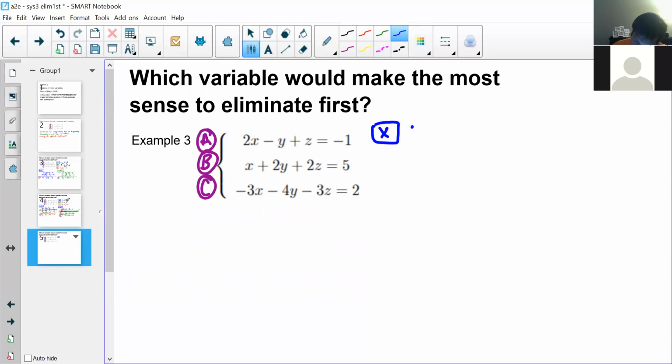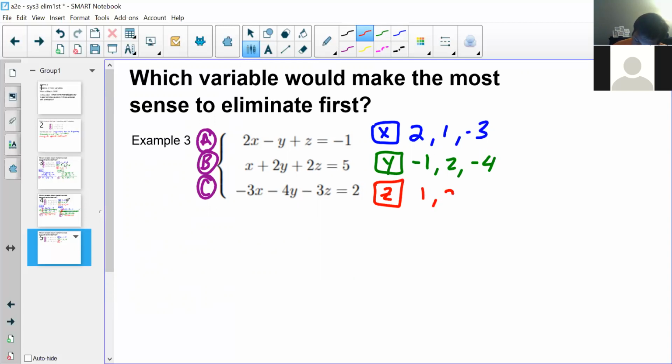Coefficients for X: 2, 1, -3. Coefficients for Y, I have -1, 2, and -4. And then finally, coefficients for Z, I would have 1, 2, and -3. Each set of coefficients here, the X, the Y, the Z, they all have some form of 1 appearing somewhere as a coefficient.